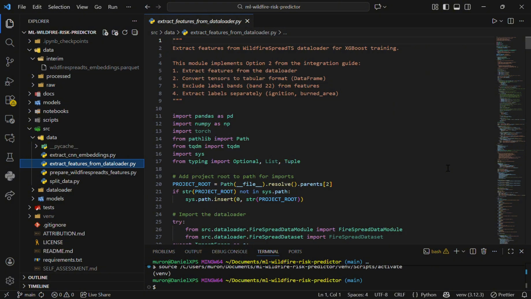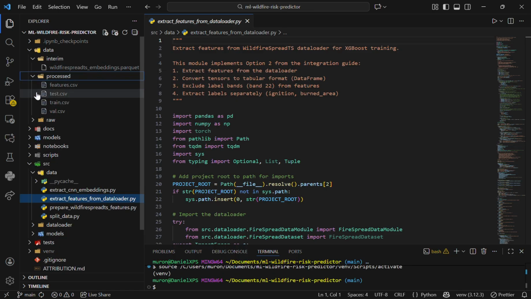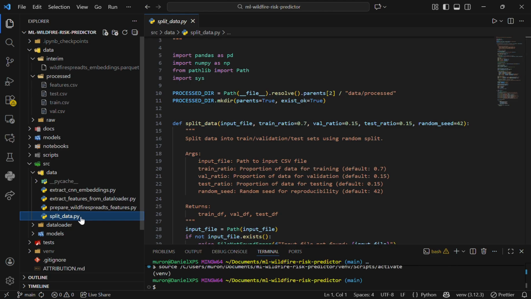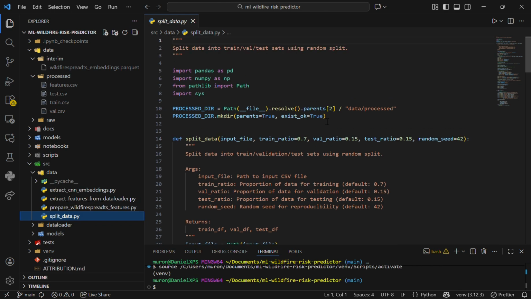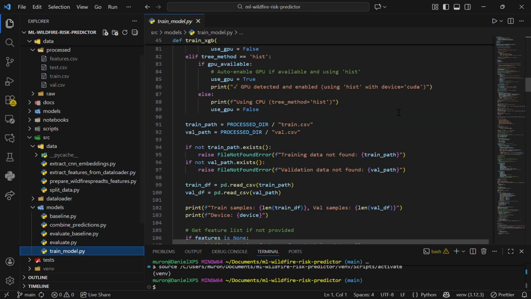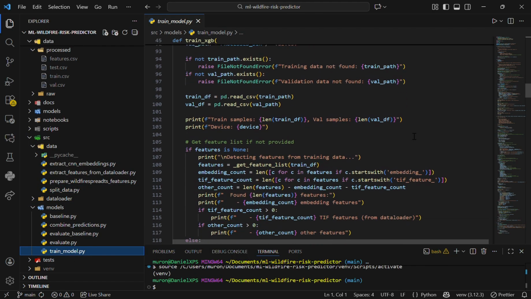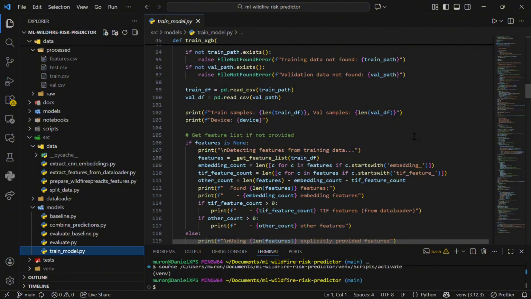The combined output is then stored in the data processed folder as features CSV. And this processed data is then randomly split 70% into the training, 15% into validation, and 15% into testing. I then train the models with reweighting, L2 regularization, and early stopping. I also use GPU acceleration. I then combine the predictions of both models to compute the final hazard score.